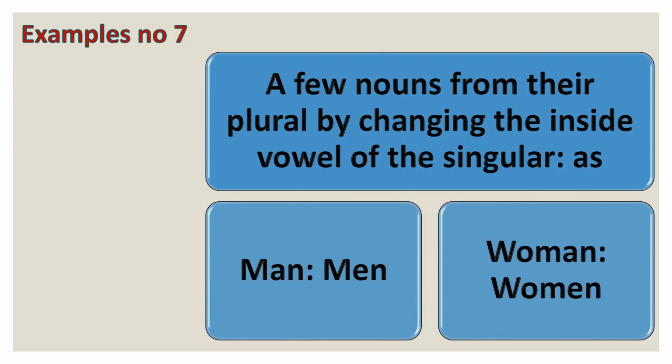Number 7. A few nouns form their plural by changing the inside vowel of the singular, as man. We will change a into e. Man, men. Woman. We will change a into e. Women.